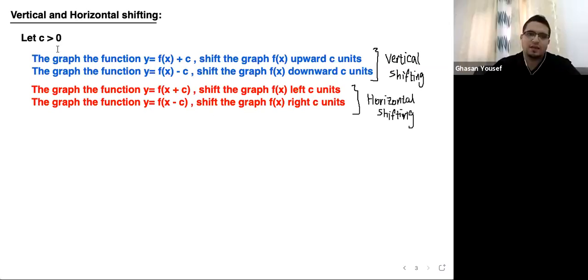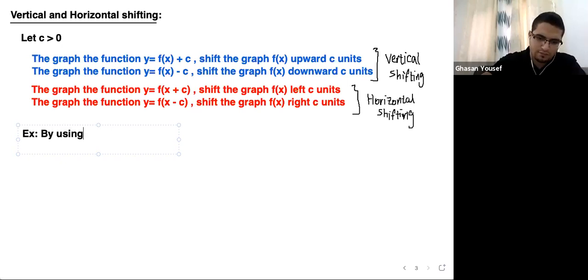Now let me give you an example for this. The example is to graph or sketch by using the graph. This time I'm going to give you the original function graph. So by using the graph, f of x equals x squared, graph each of the following.